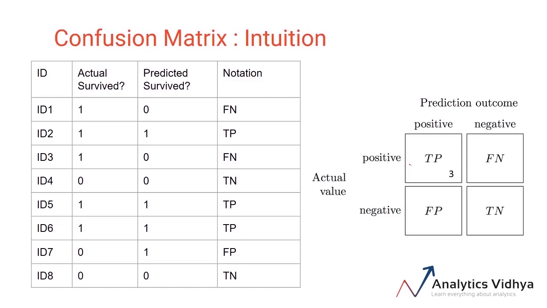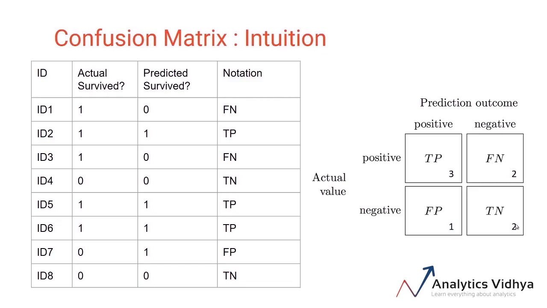Now let's count the number of false negatives. So I have 2 false negatives here. So in this cell I will write 2. And next, let's look at false positives. So I have only 1 false positive here. So in this cell I'll write 1. And now let us count the number of true negatives. So I have 1 and 2 true negatives here. So in this cell I can write 2. And there we are. Congratulations on building your first confusion matrix.